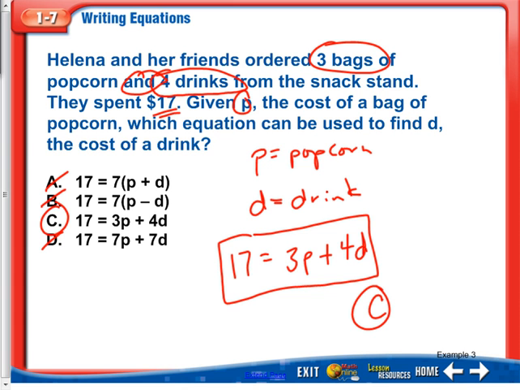All right, that's our last example for today. We're going to be having some practice worksheets in order to solve and write equations, get extra practice with writing these equations.